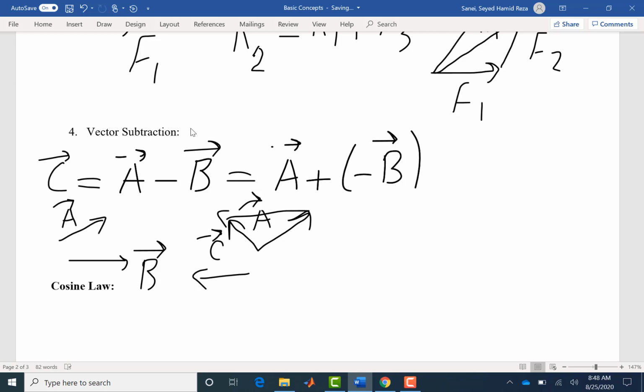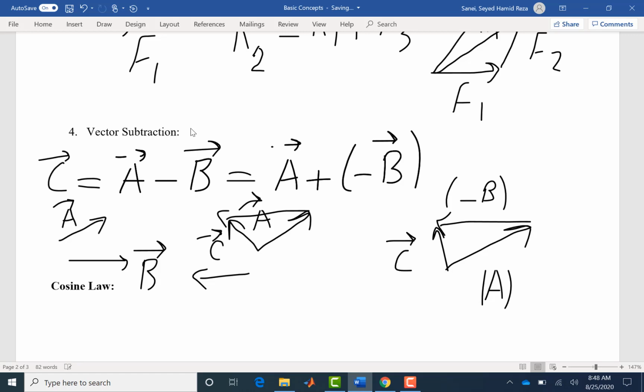So I'm going to draw it here in a cleaner way. That's A. That's negative B. So I'm adding A with negative B, and then I find my vector C. So subtraction is another form of addition.